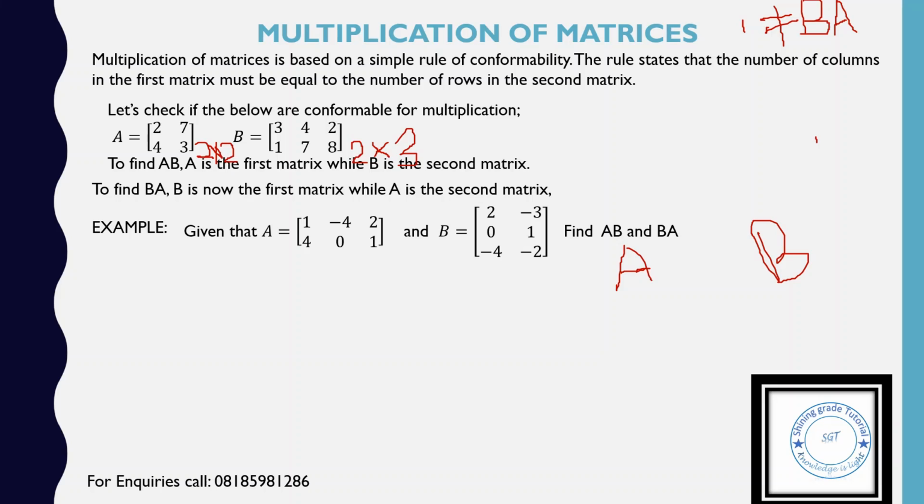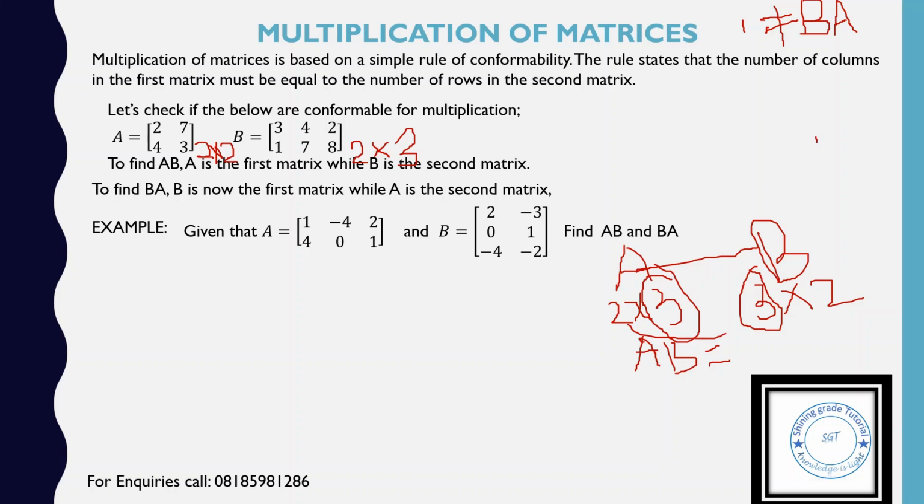So A is 2 by 3. For B, how many rows does it have? 1, 2, 3. How many columns? 1, 2. So that will be 3 by 2. So for the conformability rule, to find AB, A is the first and B is the second. The number of columns in the first equals the number of rows in the second, so we have that already. So for matrix AB, its dimension, or size, will simply be 2 by 2.